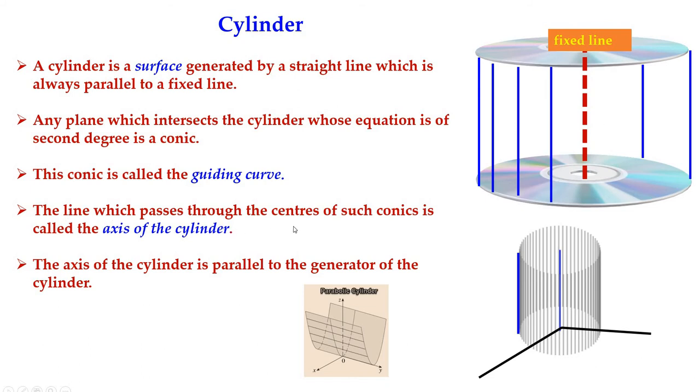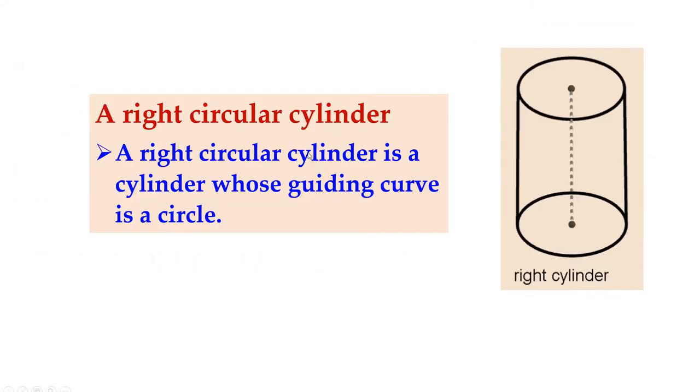Now the line which passes through the centers of such conics is called the axis of the cylinder. The axis of the cylinder is always parallel to the generator of the cylinder. Any such line can be taken as a generator, so the axis will be parallel to the generator. And a right circular cylinder is a cylinder whose guiding curve is a circle, as seen earlier.